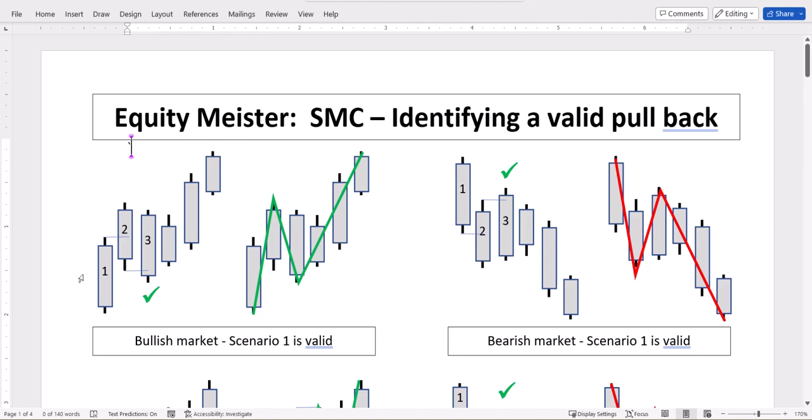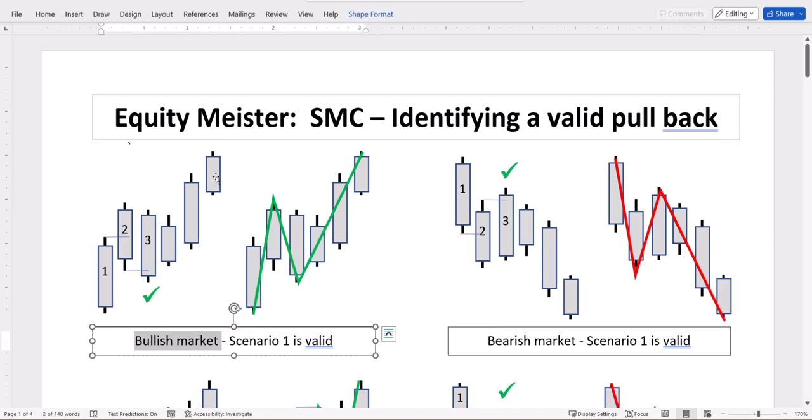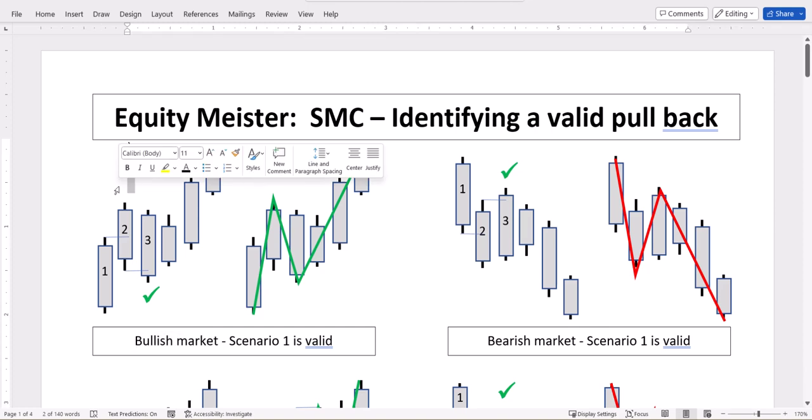So right here on the top left, this is scenario 1. In the end, this is a valid pullback. That's what this check mark means. So you notice I have candles 1, 2, and 3 labeled. Well, in order to have a pullback, first I've also identified this as a bullish market, which means generally we are trending up. As we all know, trending up does not mean every day is up, and that's where identifying pullbacks comes in.